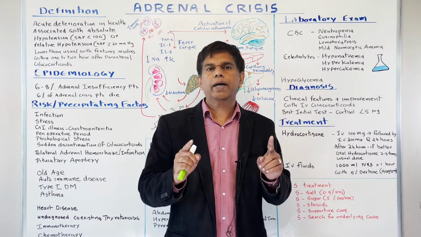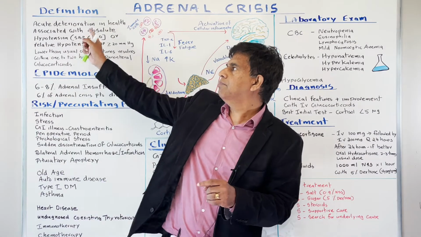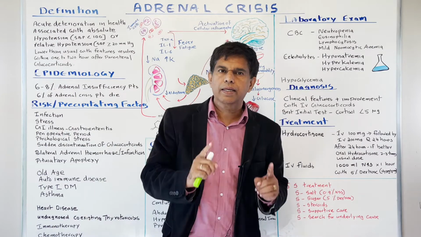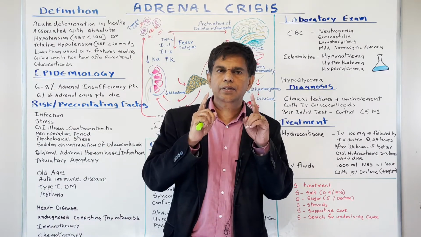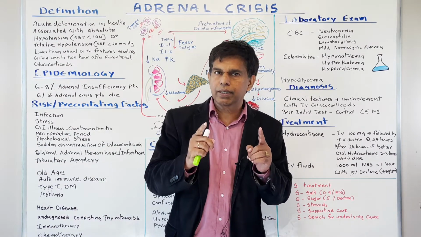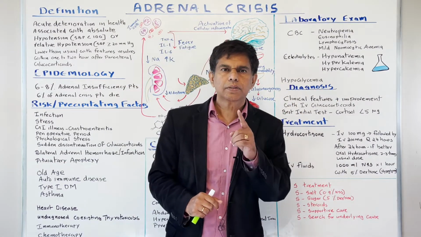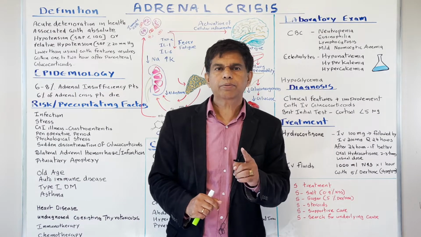vasodilatation leads to hypotension. Remember, that's the main thing in our definition, right? Systolic blood pressure less than 100, or a 20 decrease from the baseline. Remember that. Now, the third organ we have to look at is the liver, right? What happens in the liver?